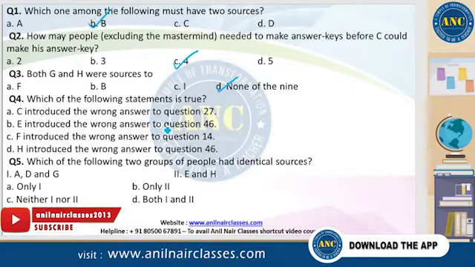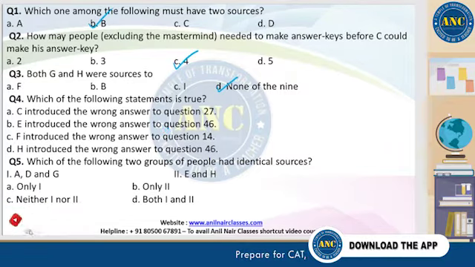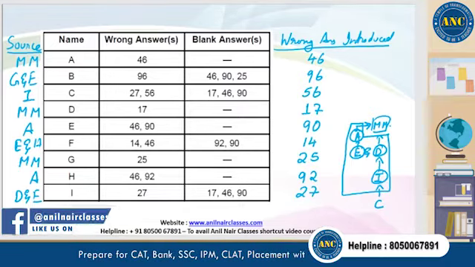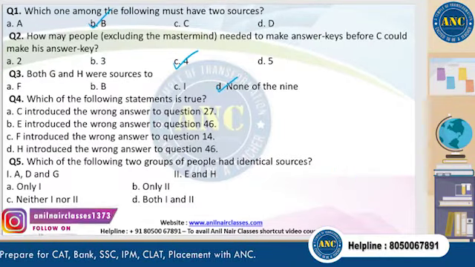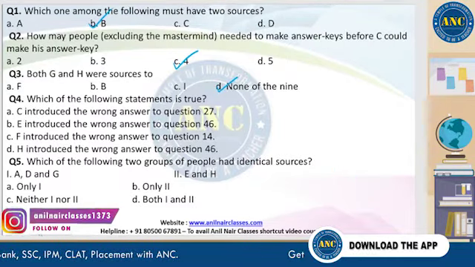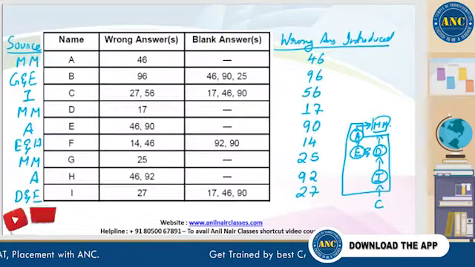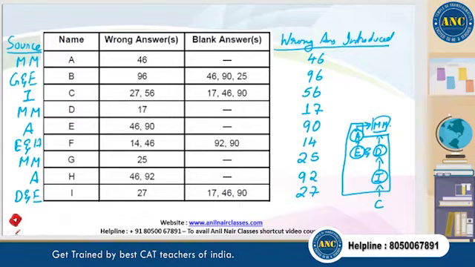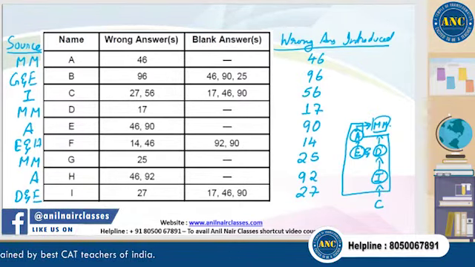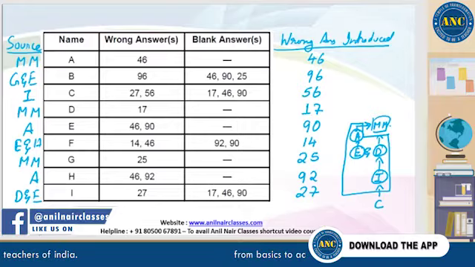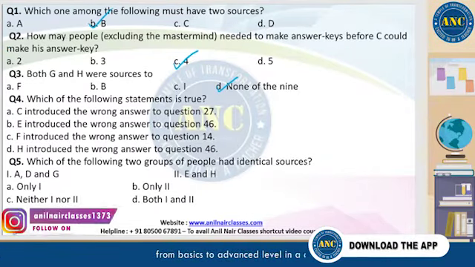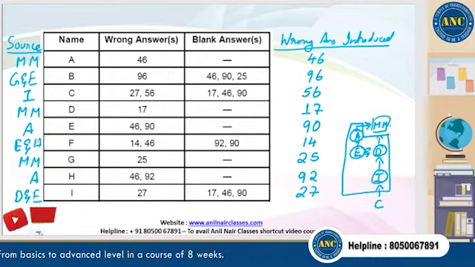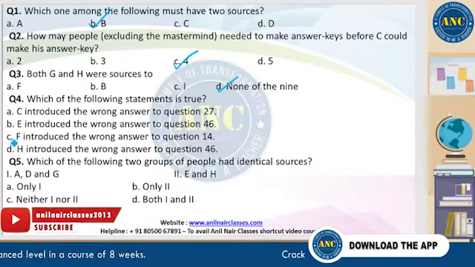Which of the following statements is true? C introduced the wrong answer for question 27. Well, that's not true. E introduced question 46, F question 14, and H also question 46. That gives you some clue. 46 was introduced by A, and H introduced question number 92, so that's wrong. But did F introduce question number 14? Well, that's right. So F introduced question number 14.